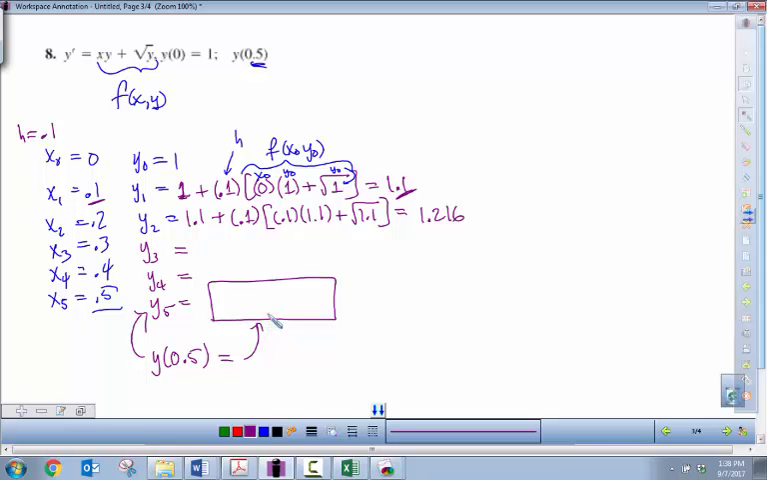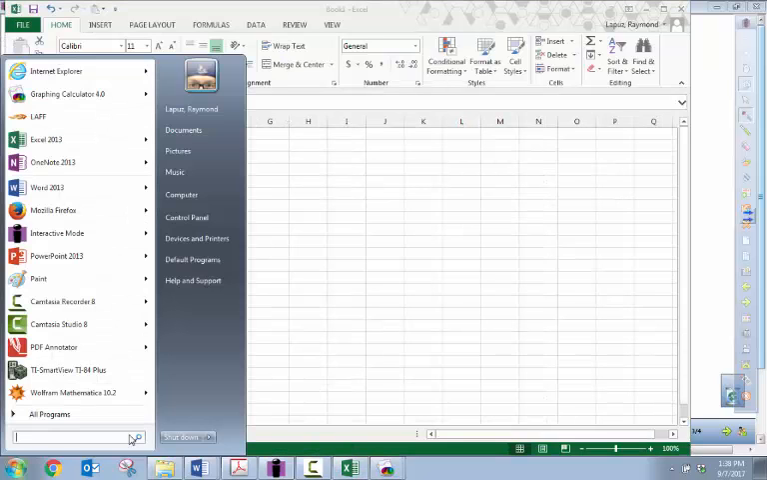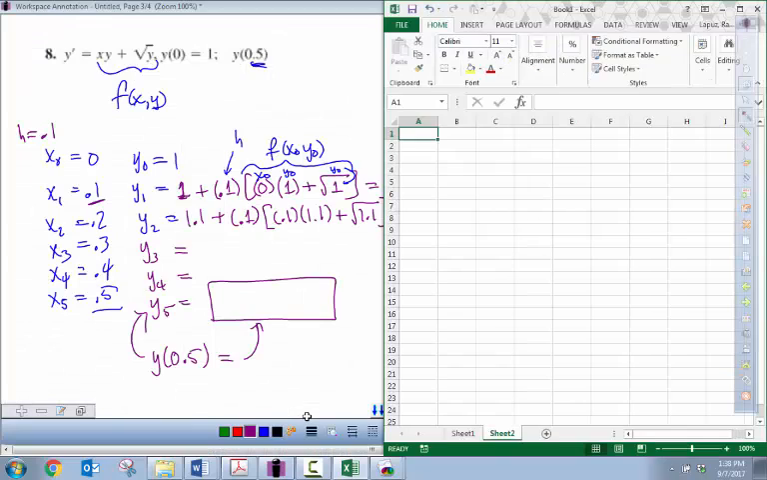Okay, so let me move over to Excel now. And I'll have my step 0.1 here. And then I'll write my x values, my y values. So my x starts with 0, and then 0.1, and then we'll take those steps until we get to 0.5. My y sub 0 starts at 1.